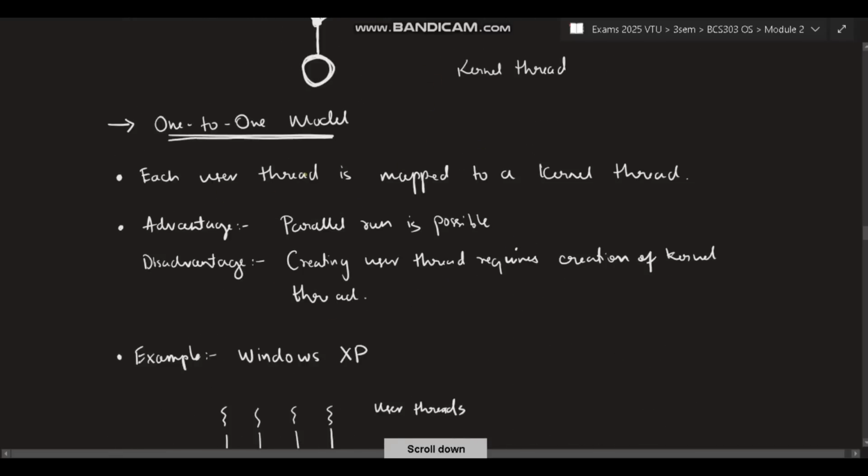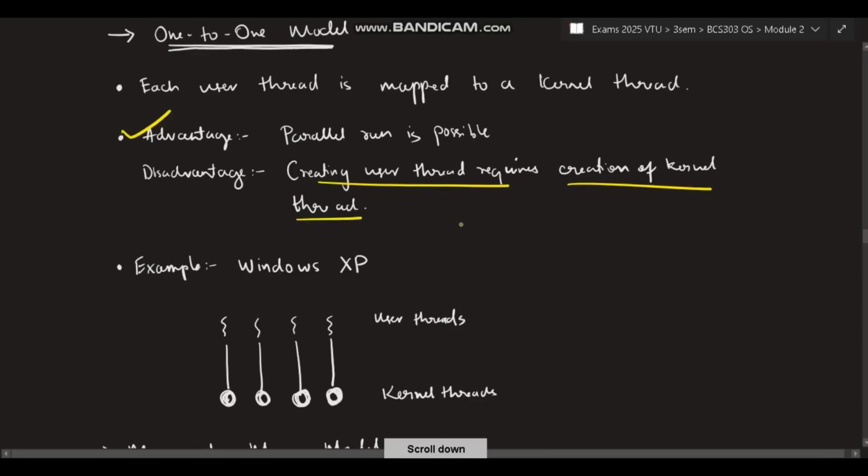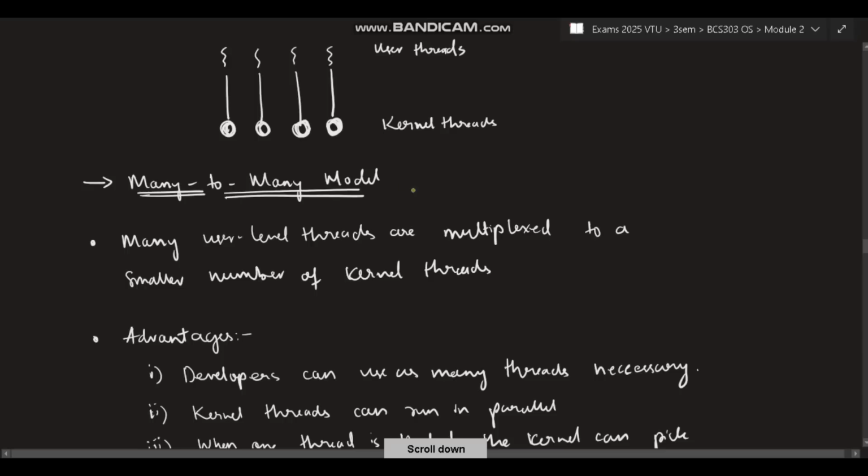Second is the one to one model. In the one to one model, each user thread is mapped to one kernel thread. So here parallel run is possible, that is the advantage, but the disadvantage is that creating a user thread requires creation of a kernel thread as well. So more kernel threads need to be created. But parallel execution is possible. This diagram you have to make. An example is Windows XP.